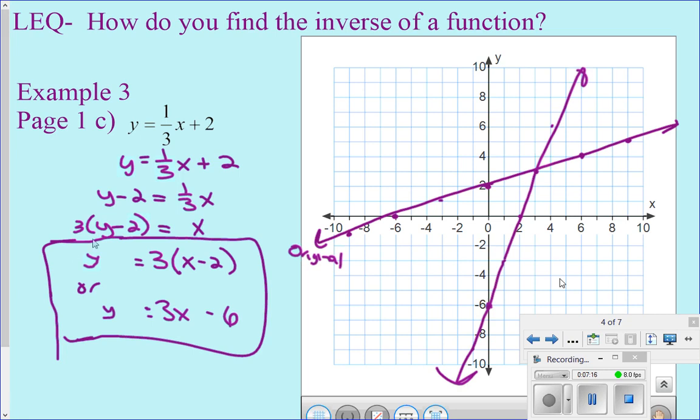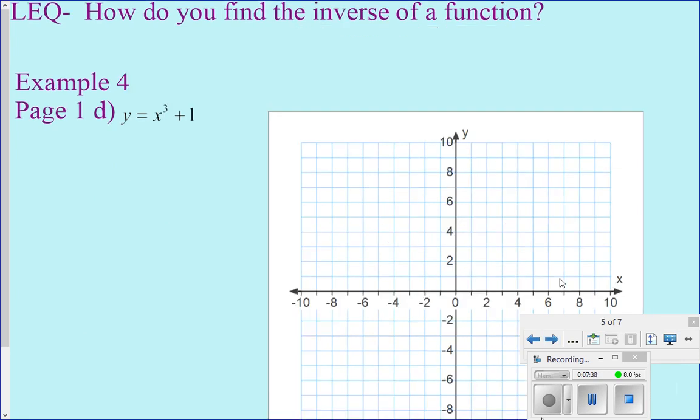But I subtracted 2, divided by 1/3, which is the same thing as multiplying by 3, took that 3 and distributed it to the quantity x minus 2 and got 3x minus 6 is equal to y. So if this was the original, then this is the inverse. Okay, so hopefully you have those. Next, I'm going to move on to part D, and we're going to look at that together.